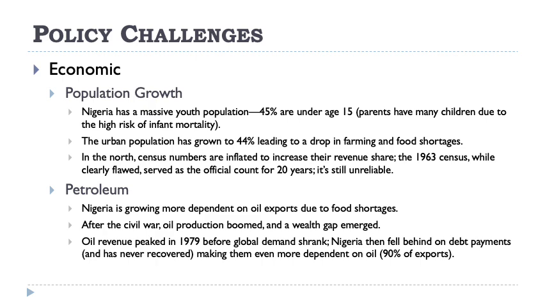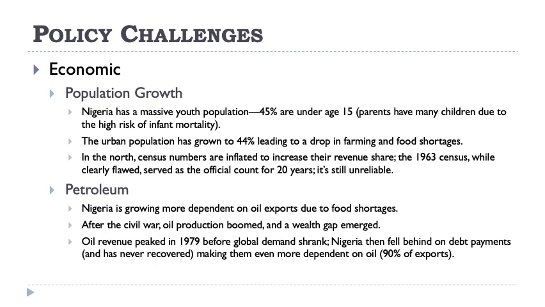More and more people are moving to the city to take factory jobs or oil industry jobs. And so that's adding to some of the problems that they have as well. In the north, census numbers are inflated to increase the revenue share. The 1963 census, while clearly flawed, served as the official count for 20 years. And they redid it, but it's still unreliable.